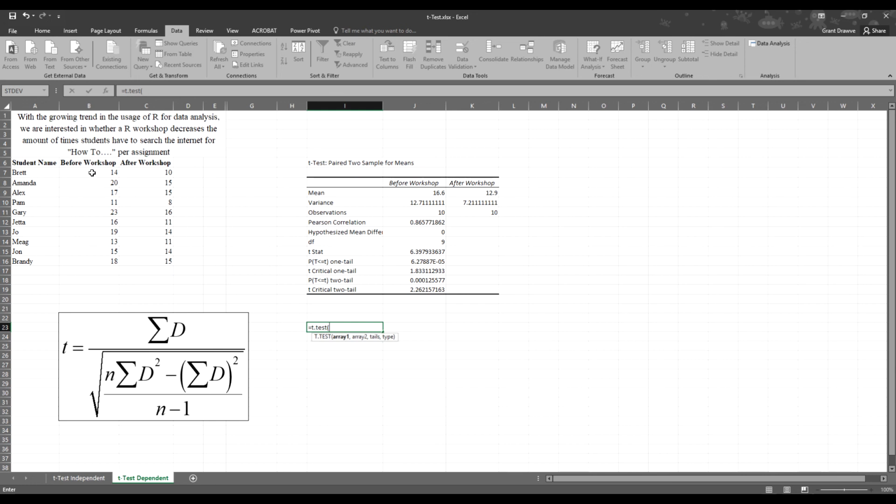So array 1 is the before the workshop, comma, after workshop. Number of tails, for us, we did a directional one, so we have a 1 tail. And then the type of t-test, it wants you to put in 1, 2, or 3 for paired, equal variance, or unequal variance. Ours is paired here, so we can close that off, hit enter. What we see here is our significance value. So we get the same significance value here as we did for the 1 tail up here.